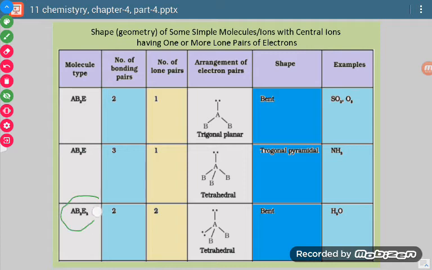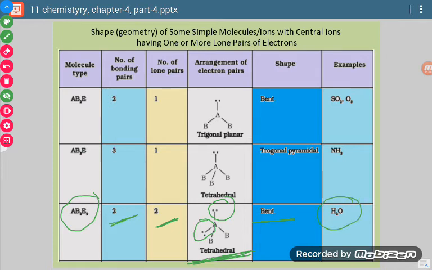Now we take AB2E2. It means 2 bond pairs and 2 lone pairs. So the geometry is supposed to be tetrahedral because there are total 4, but there are 2 lone pairs. So because of these 2 lone pairs, the geometry becomes bent. Because for geometry what we have to see? We have to see only the exact number of atoms. So there are total 3 atoms, 1 is the central atom, 2 are surrounding atoms, and the central atom is having lone pairs. So lone pairs will repel each other. So it means there will be bent shape.